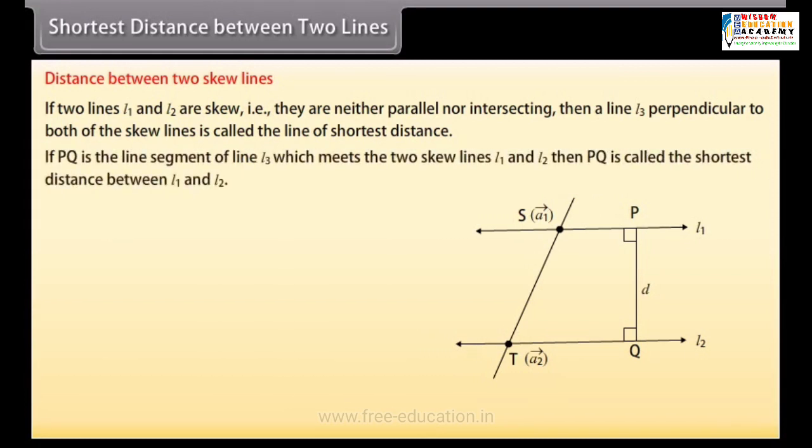If PQ is the line segment of L3 which meets the two skew lines L1 and L2, then PQ is called the shortest distance between L1 and L2.